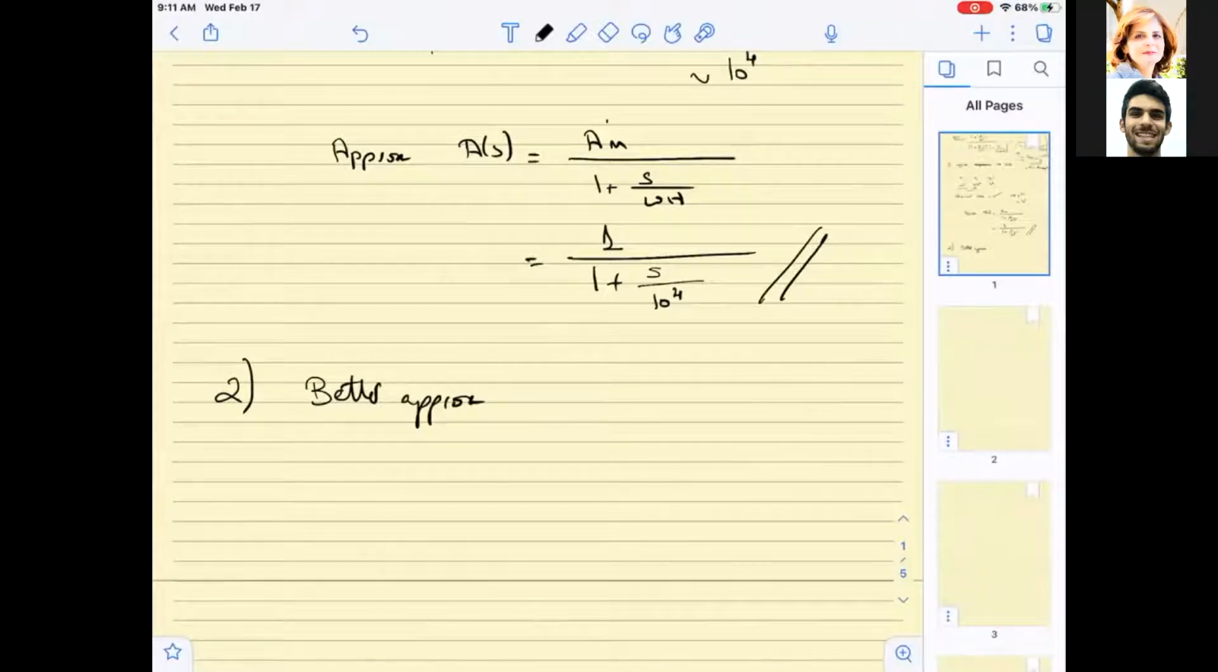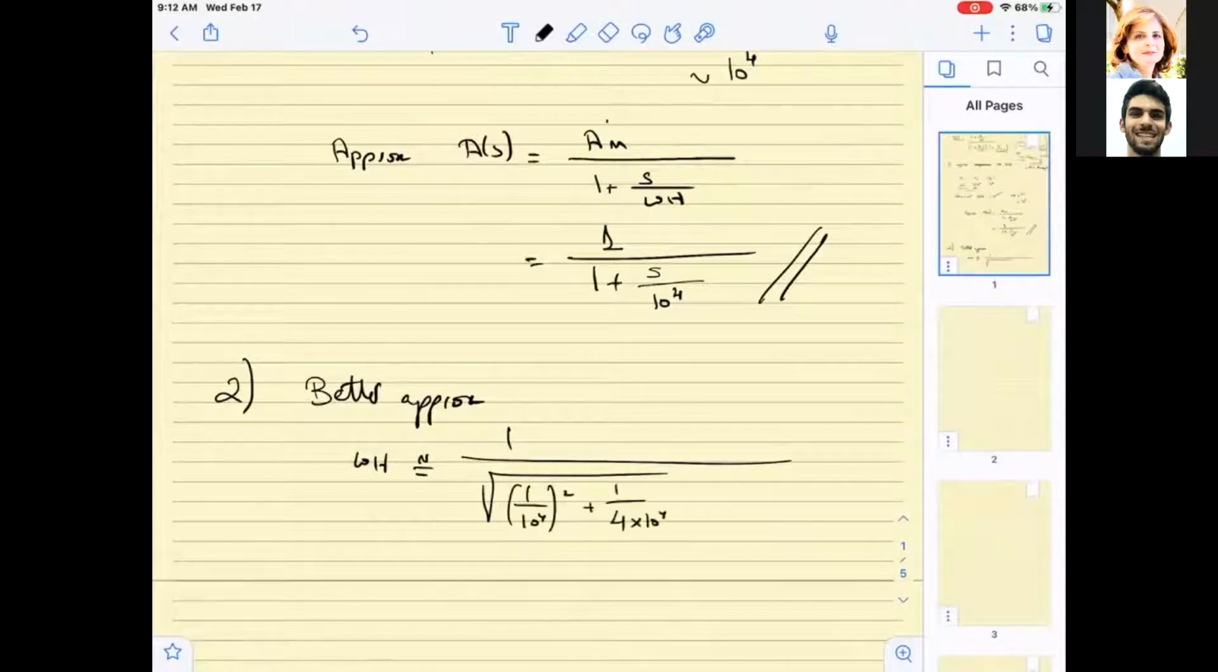And we saw last time that the better approximation has a formula, and I'm just grabbing this formula from the notes. This formula comes out to be a summation over the poles and the zeros. So the equation will be like this: omega H is approximately equal to 1 over the square root of 1 over 10 to the 4 squared plus 1 over 4 times 10 to the 4 squared. Okay, and this minus 2 times 1 over the sum of the zeros squared, which is 10 to the 5 all squared.